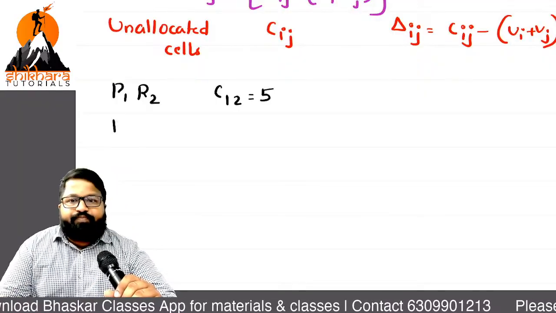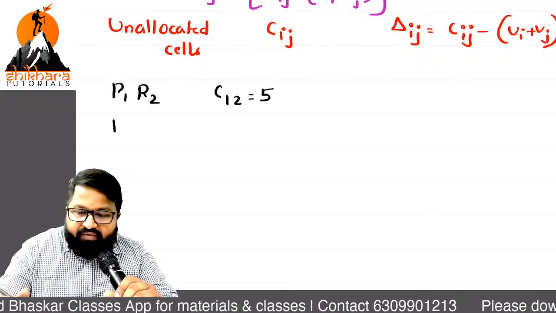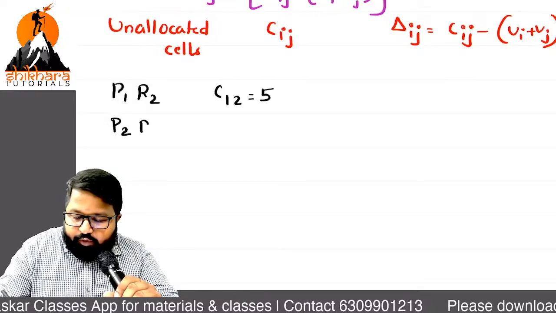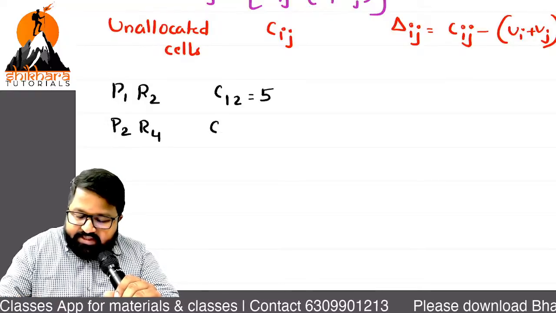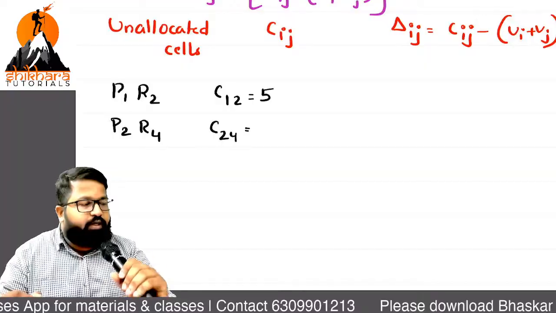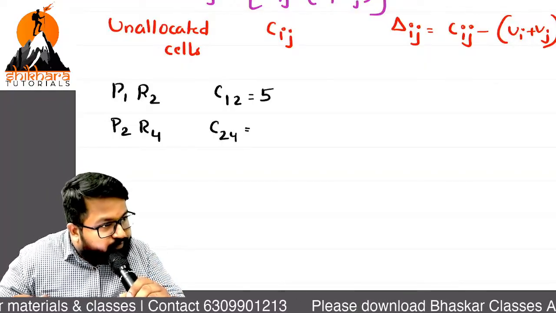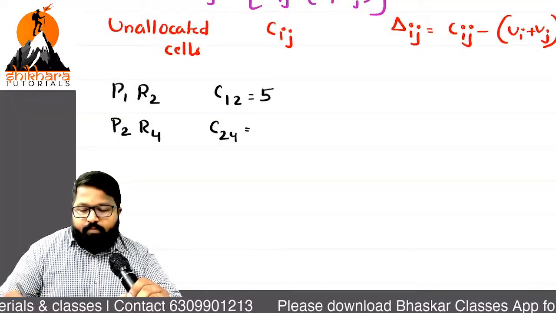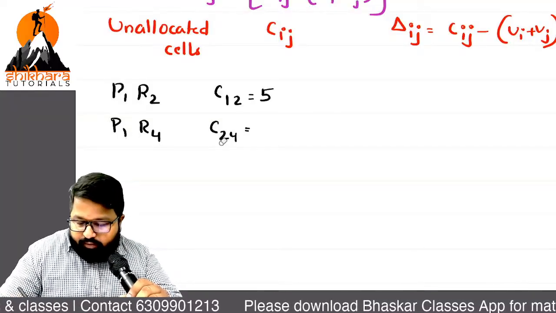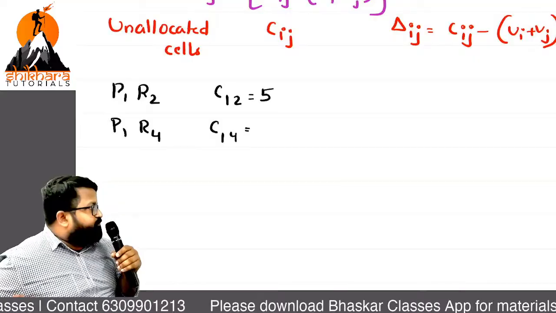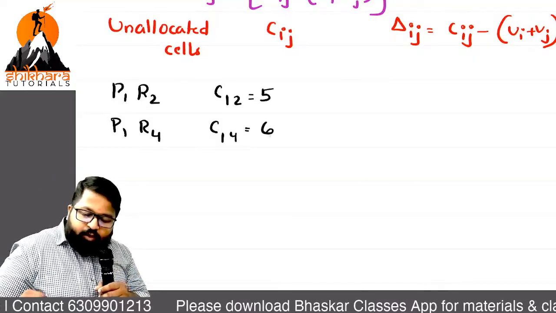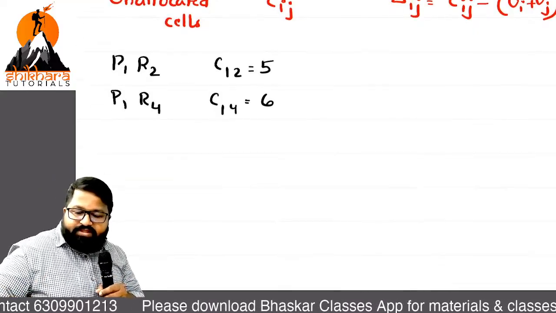Next unallocated cell? P1 R4. What is the Cij representation? C24. What is the value there? P1 R4, what is the value? 6 is the value there. Next unallocated cell.